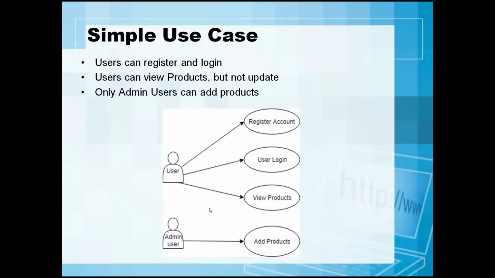The simple use case that I'm going to implement with this project is that users can register and log in, and then users can view but not update. So there's role-based security that I'm going to implement, and only the admin users can add new products, and the user can also view products. So that is the end, and I'm going to jump over to Visual Studio Code to start the project.